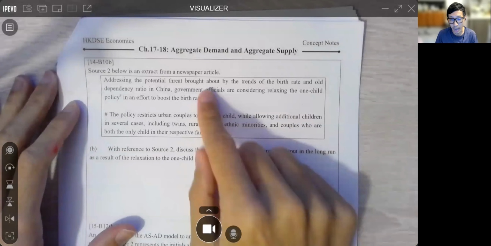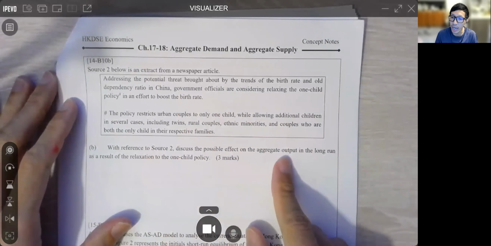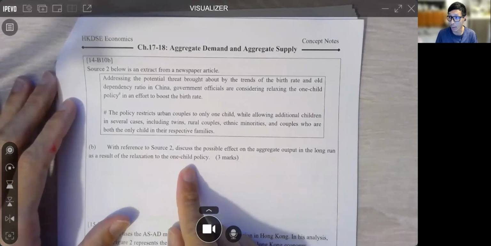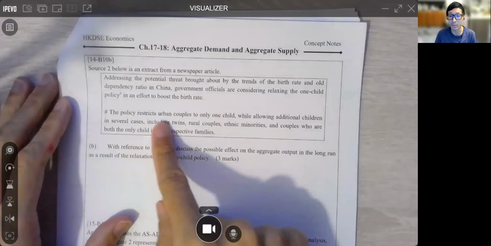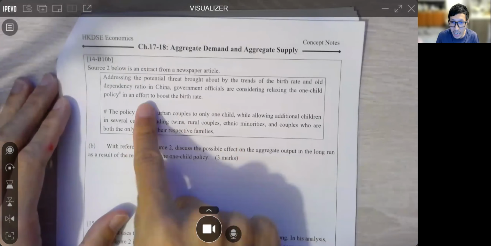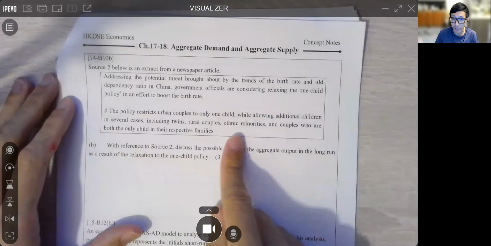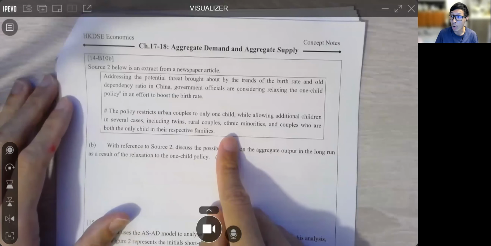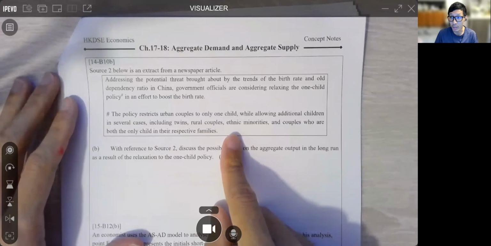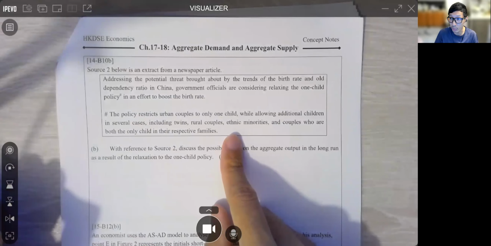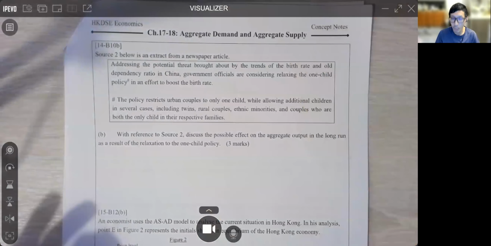Now 2014, let's see what happened. Here we have a source. Refer to source to discuss, so no need to draw a graph. The possible effects on aggregate output in the long run of relaxation of one-child policy. Actually it has said it, now there's no more one-child policy. In the past, the policy restricted urban couples to only have one child. Now they relax. You can have more children. In the past, if you had more than one child, first you needed to pay, second if you continued to do that, you'd go to jail in China. Now there is no longer a one-child policy.